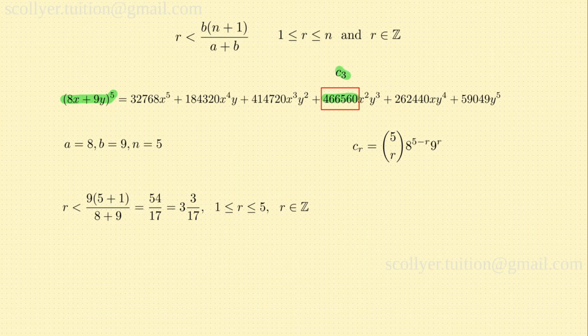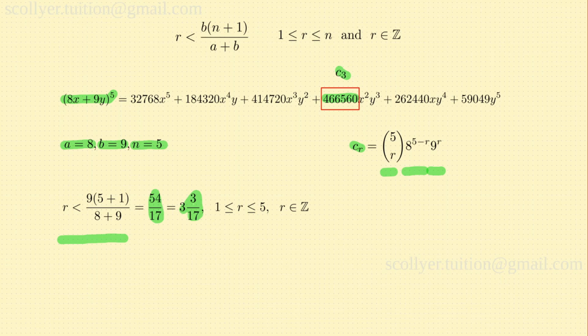And here we have the expansion of 8x plus 9y to the 5, whose largest coefficient is 466,560, which is c sub 3. In this case, a equals 8, b equals 9, n equals 5, and the general coefficient c sub r is 5 choose r times 8 to the 5 minus r times 9 to the r. And the conditions on r now become r is less than 9 times 5 plus 1 over 8 plus 9, which is 54 over 17, which is 3 and 3/17.